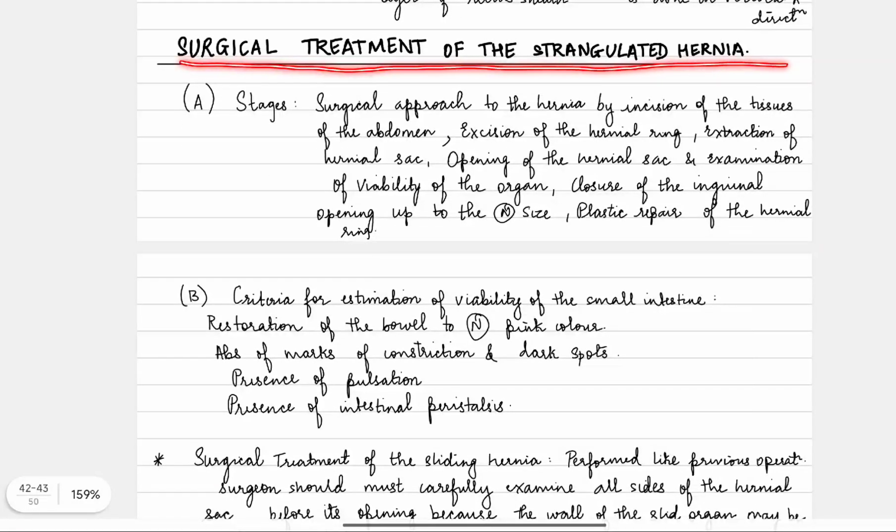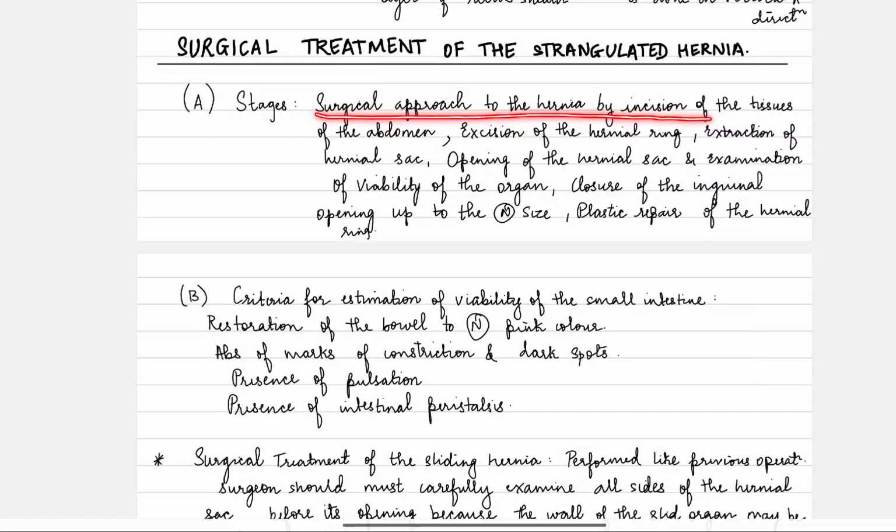Surgical treatment of the strangulated hernia. Now, stages: surgical approach to the hernia by incision of the tissue of the abdomen, excision of the hernial ring, extraction of the hernial sac, opening of the hernial sac and examination of the viability of the organs, closure of the inguinal opening up to the normal size, and plastic repair of the hernial ring.